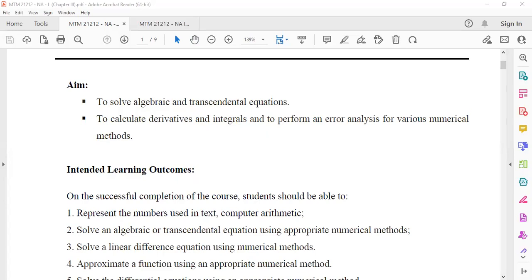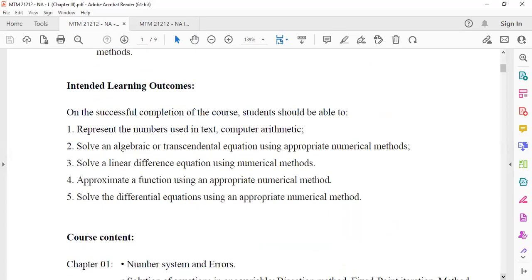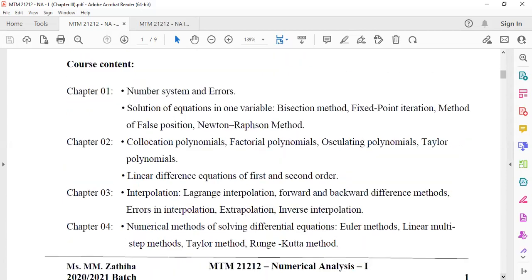Okay, let's start this lecture 8 today. As I said to you, we are in chapter number 3. We already finished chapter 1 and 2, so I hope you are okay with that. If you have any clarification or anything to ask, you can contact me. So we are in chapter number 3 of interpolations.